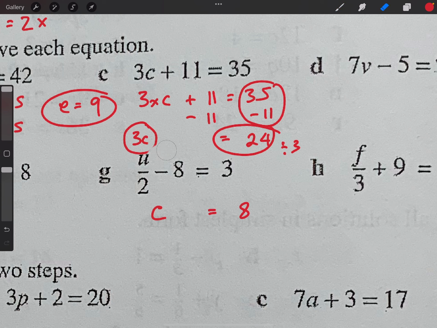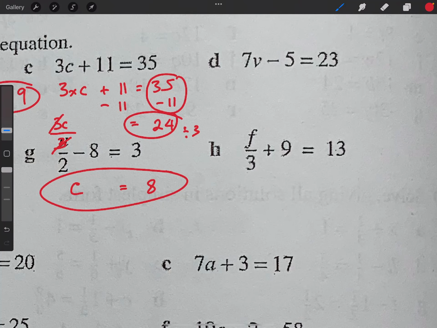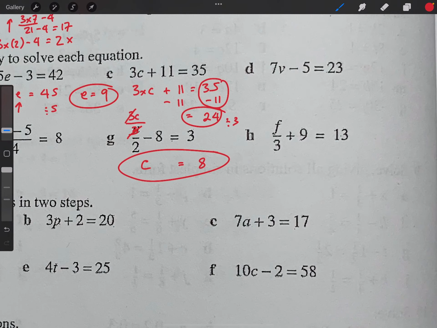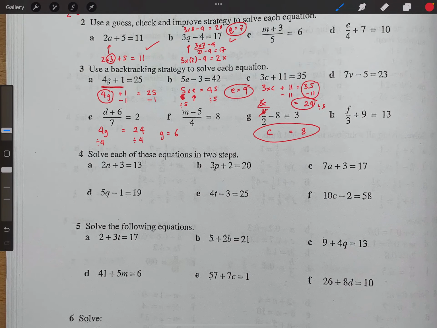How did I get c? Well, when you have 3 times a number and then divided by 3, the 3s will cancel out. So when you divide this side by 3, this 3 will cancel out and you just get c. And on the right hand side, you get equals 8. So this is the same as the backtracking strategy. Okay, let me see, maybe I can do some harder ones.